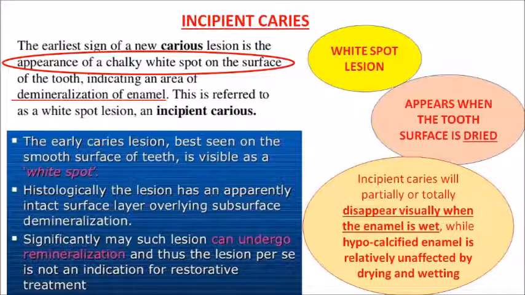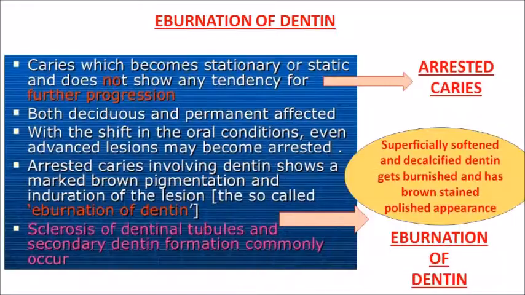So when you consider the remineralization process, the tooth can revert back to the normal tooth. The next term which is always seen is hibernation of the dentin. Caries which becomes stationary or static and does not show any tendency for further progression is called arrested caries. Both deciduous and permanent teeth can be affected. With a shift in the oral conditions, even these advanced lesions can become arrested.